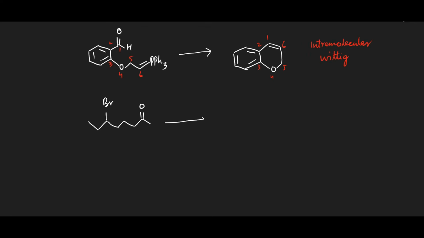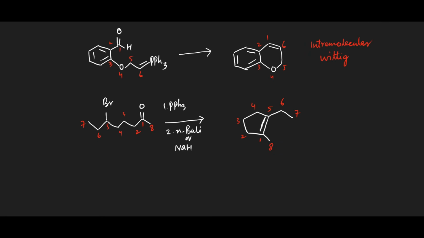Similarly, this molecule has a carbonyl and a halide in the same molecule. We can mark the carbons starting from the carbonyl as C1 to C7. The halide is present on C5. Upon reaction with triphenylphosphine, C5 will be converted into an ylide carbanion, which will react with the C1 carbonyl.